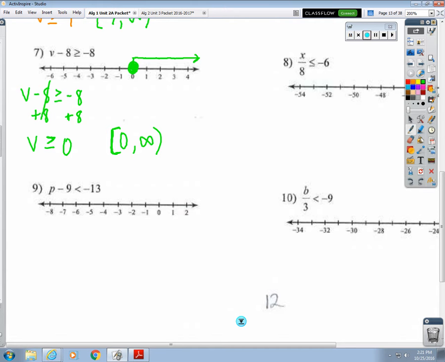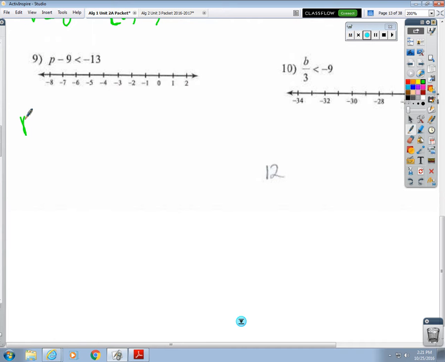Okay, number 9. P minus 9 is less than negative 13. Correct. We're going to add 9 on both sides. Those 9's cancel out because they're 0. And now on the right side we have a negative 4. Okay? So this time, look, there's no equal to bar. So the solutions are everything less than negative 4, but not negative 4, because there's no equal to bar. So for that reason, you do an open circle.